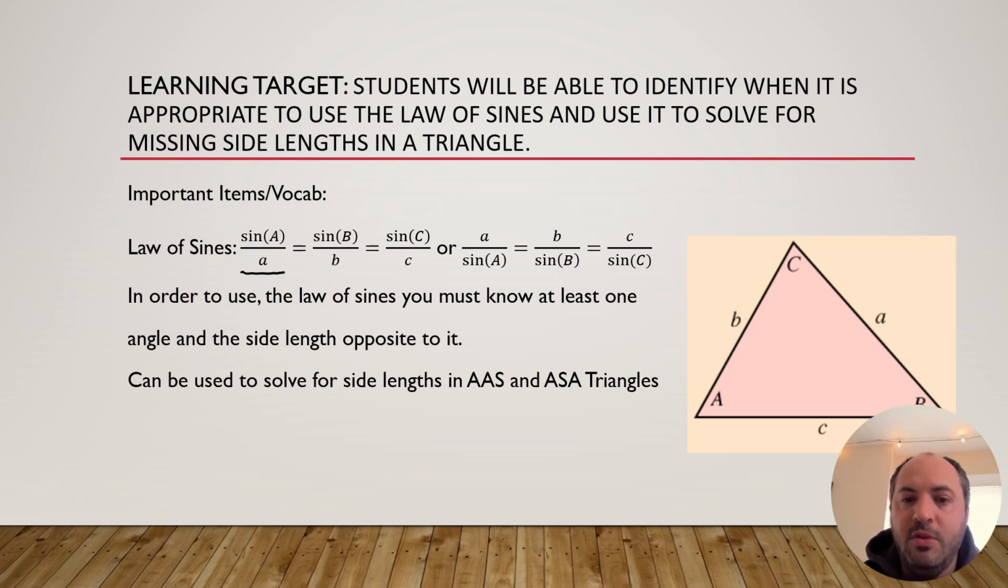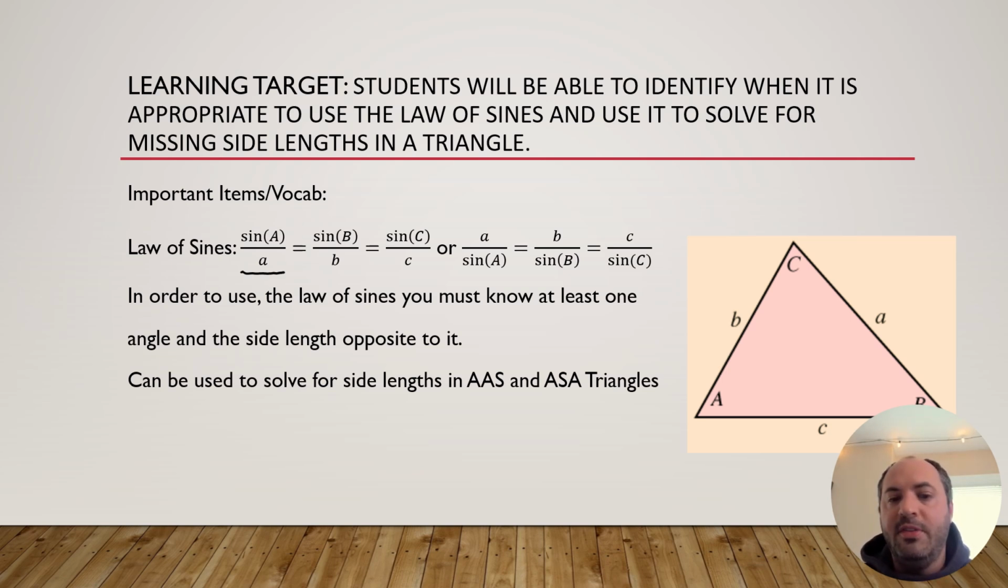Now, we end up using these to solve for AAS and ASA triangles, but really, these are just triangles where you already know what all the angles are going to be, because once you know two angles in any triangle, you can always find the third one by subtracting the angles off of 180. So as long as you know all the information about your angles and know at least one side length, you should be able to implement the law of sines in a problem.